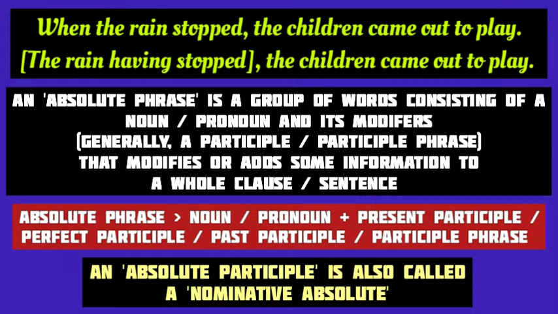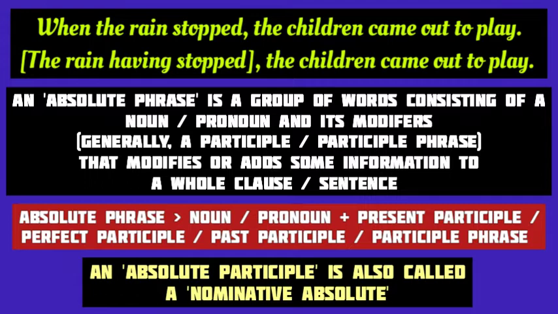Now I can combine these two clauses into a simple sentence by turning the first clause into an absolute phrase. The rain having stopped, the children came out to play. In this sentence, the expression the rain having stopped is called the absolute phrase. So now the question arises, what is an absolute phrase in English grammar?